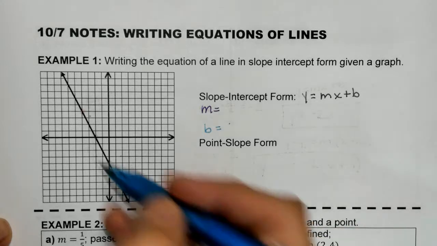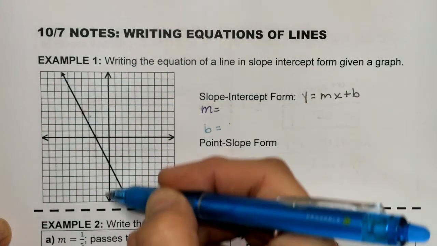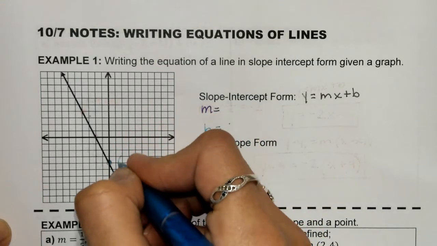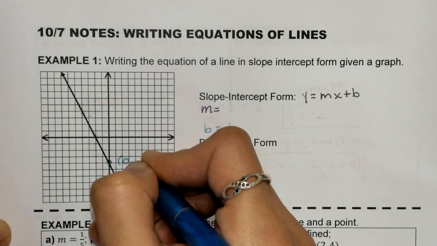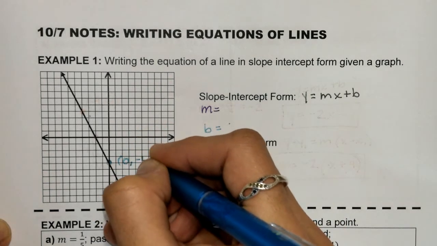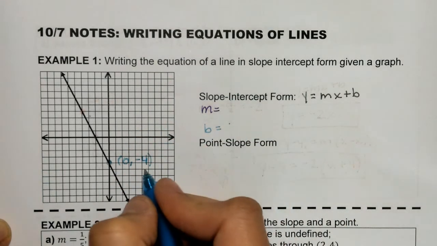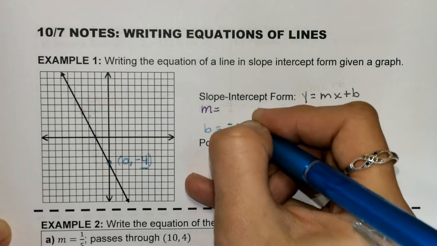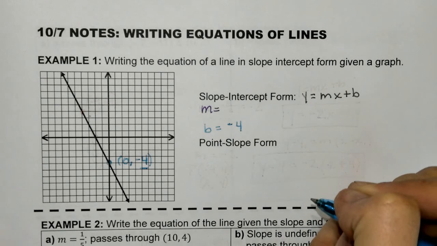Where does this line cross the y-axis? We see that right here. The coordinates of this are going to be 0 for the x, and we're at negative 1, 2, 3, 4 for the y. So that y coordinate, negative 4, is going to be our b, the y-intercept.